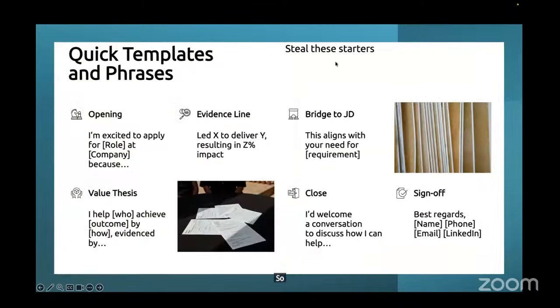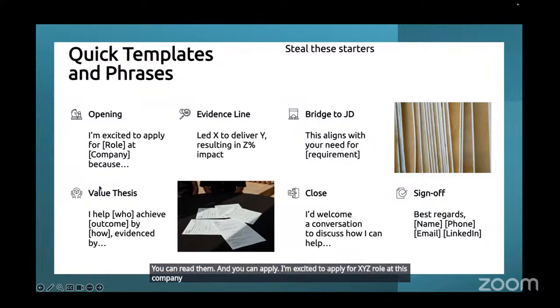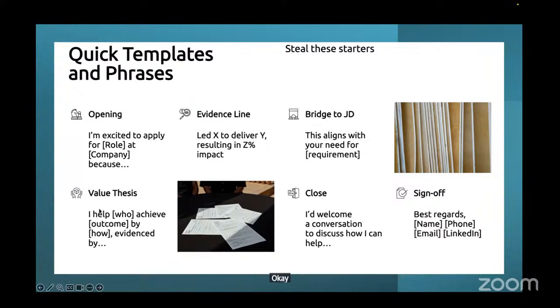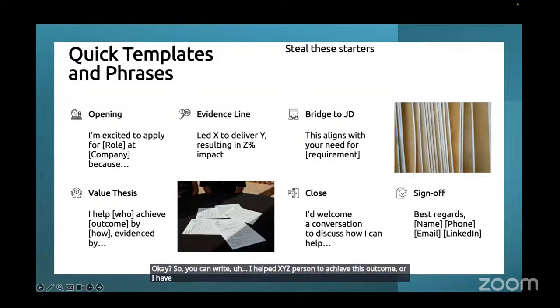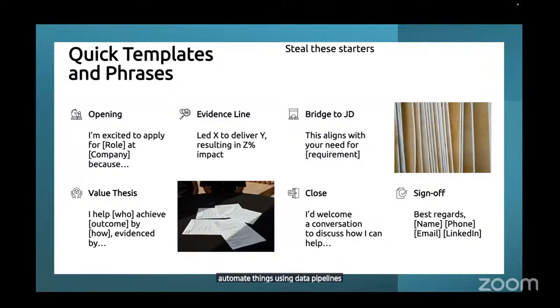I've added some quick templates for you. You can read them and apply. I'm excited to apply for the XYZ role at this company because of this and that. Then you can write, I helped XYZ person achieve this outcome. For example, I'm at IBM, so I helped my team at IBM automate things using data pipelines. Like this, you can add an evidence line. You can also add the bridge to the JD.